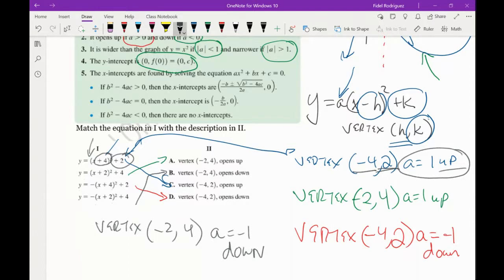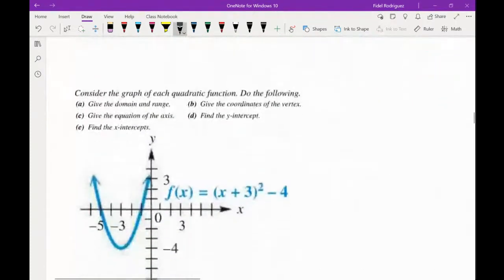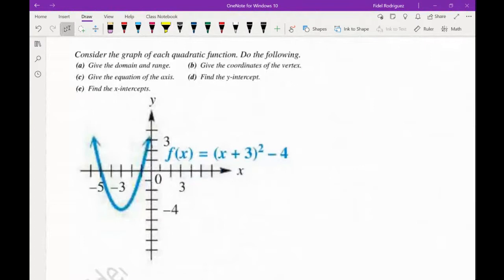So that's how I'm able to figure out which one is going to get matched with which one, okay? So let me go ahead and keep scrolling along here, and we're going to do the same sort of idea. It says, consider the graph of each quadratic function, and do the following. We want to find the domain and the range. We're going to give the coordinates of the vertex. We're going to give the equation of the axis. We're going to find the y-intercept, and we're going to find the x-intercept. Okay, so let's go ahead and do this in pieces.